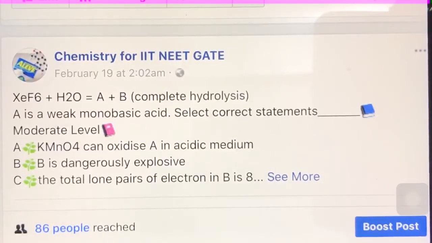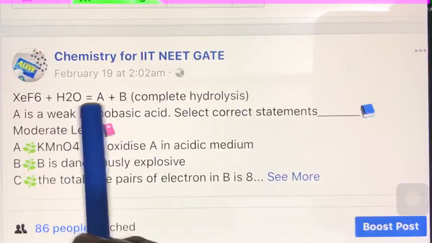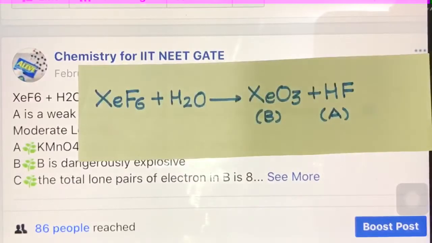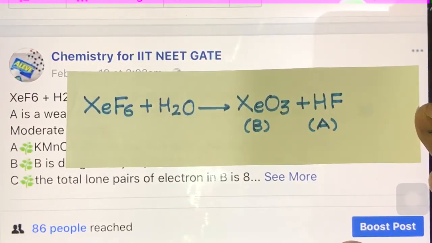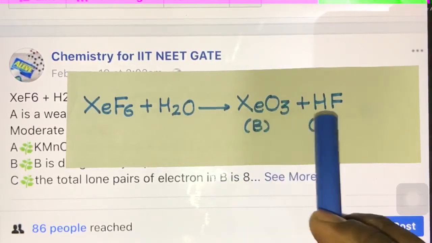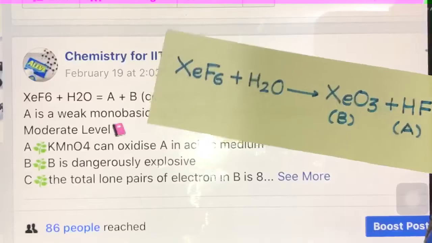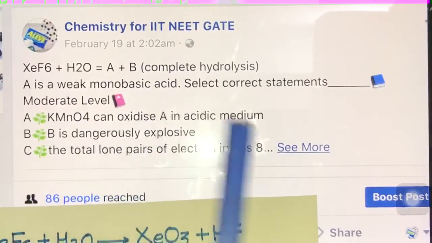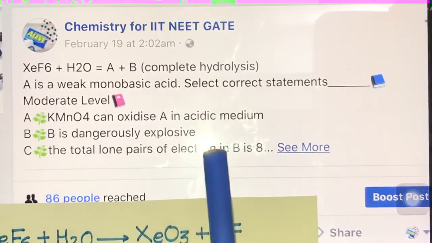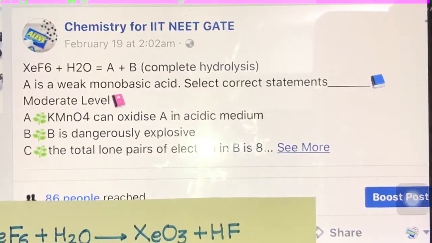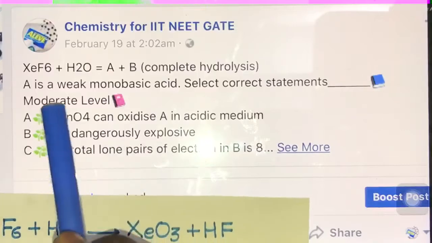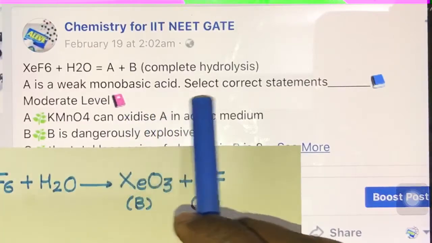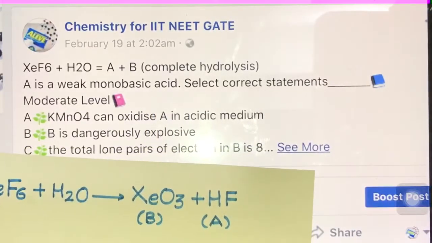Now coming to the next problem: xenon hexafluoride plus water giving A plus B, and this is the chemical reaction. If complete hydrolysis of xenon hexafluoride occurs, then xenon trioxide plus hydrogen fluoride is the product. If the hydrolysis is incomplete, then HF plus XeO2F2 or XeOF4 will be the product. Now, A is a monobasic acid, so A must be HF. Select the correct statement. Okay, now we have to select the correct statement.